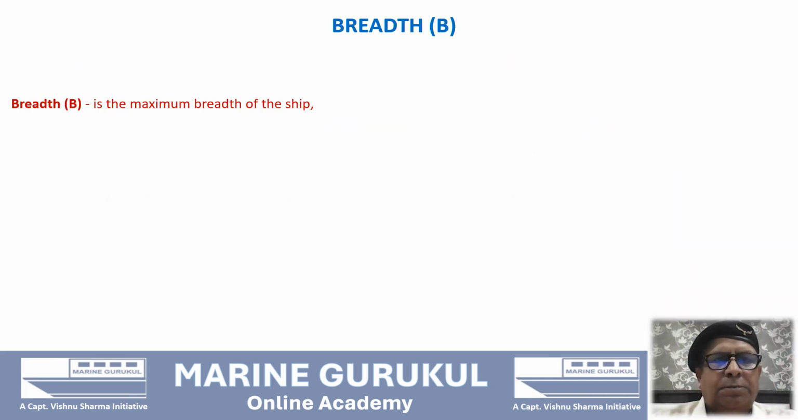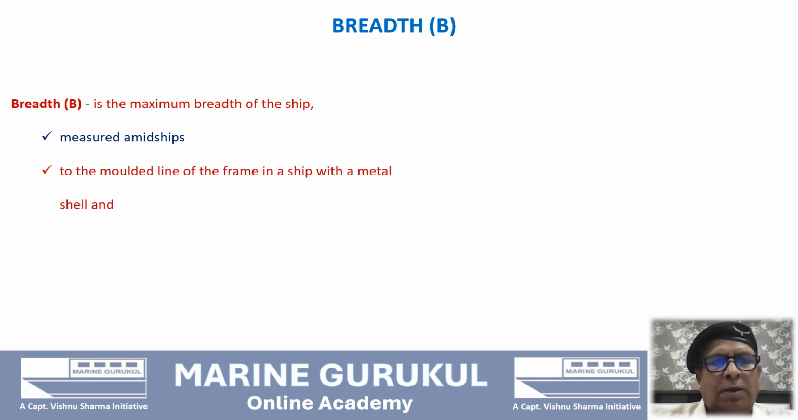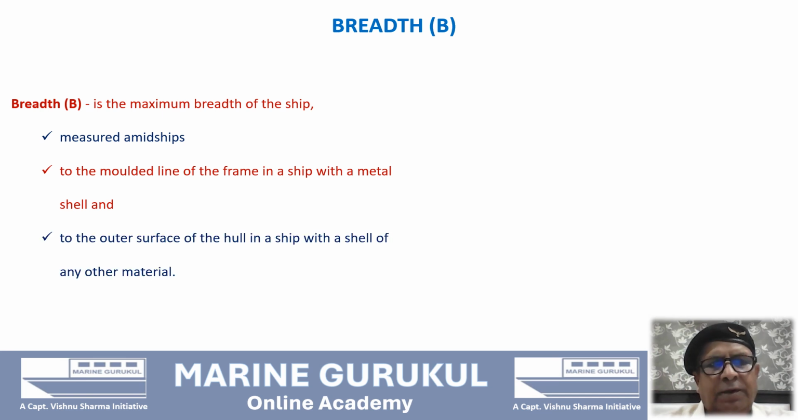Breadth. Breadth is the maximum breadth of the ship measured amidships. So it has to be measured amidships, midway between the two perpendiculars. The molded line of the frame in a ship with metal shell. That means ships with metal hull, the breadth shall be molded breadth. That means measured from inside of the shell plating to inside of the shell plating. That means the thickness of the shell plating shall not be taken into consideration.